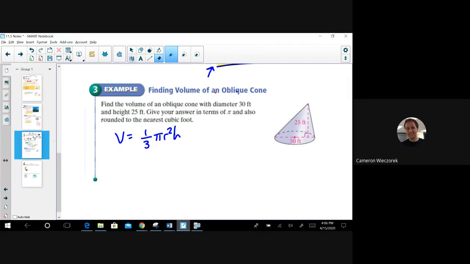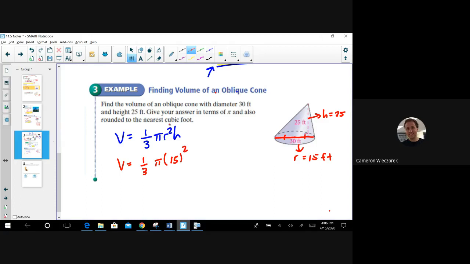Well, I need a radius and I need a height. That's really all I need to plug in. They gave me a diameter of 30, which means each of these pieces here, the radii, have to be 15. Cut them in half. And they actually gave me the height, which is 25. So I got everything I need. 1/3 pi times 15 squared. Make sure you notice it's a squared radius. Times the height is not squared.